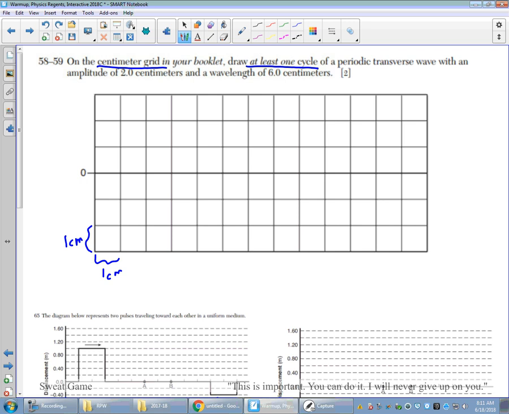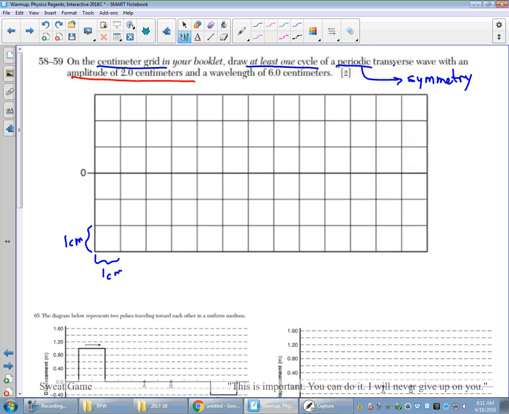So periodic, this is a key word. All your waves will be periodic, but periodic means symmetric. And symmetry is your friend. Transverse, of course, is the one they'll typically have you draw. It looks like a snake, a sine curve. And so how do we do this? Step one, amplitude.